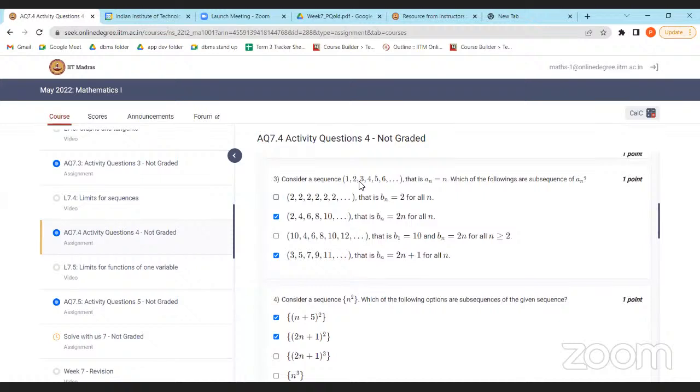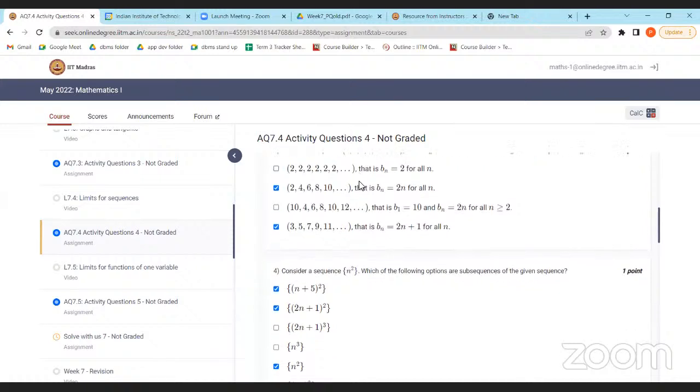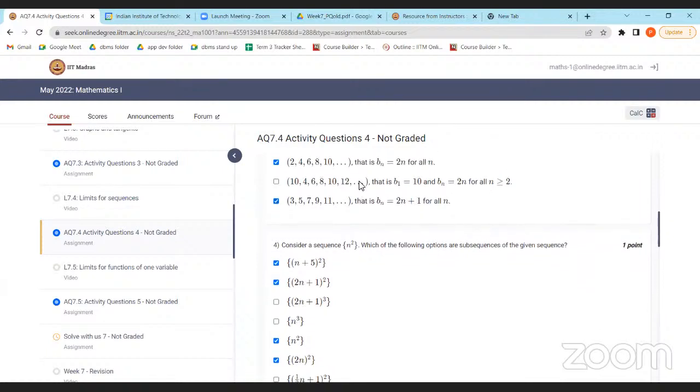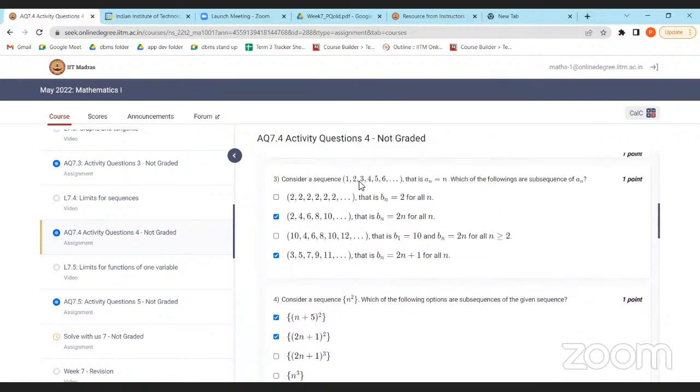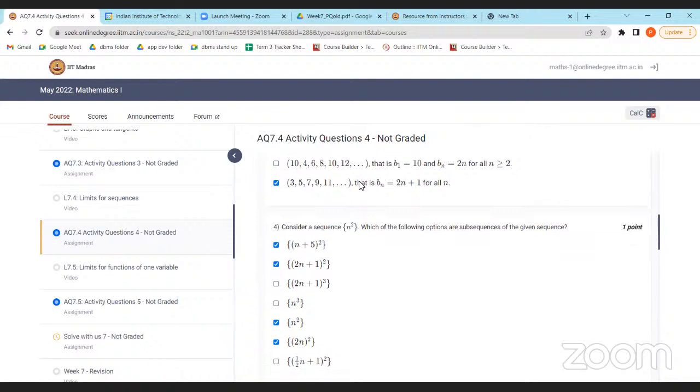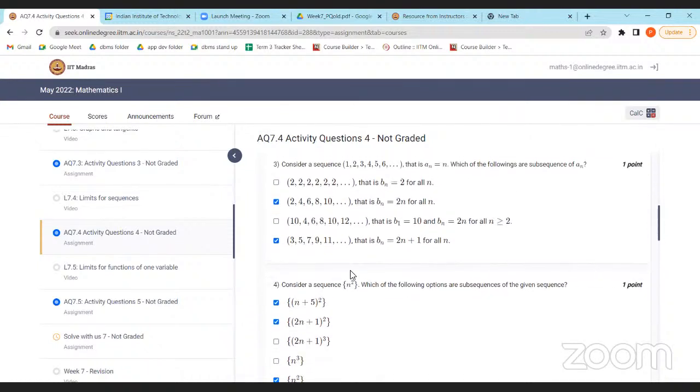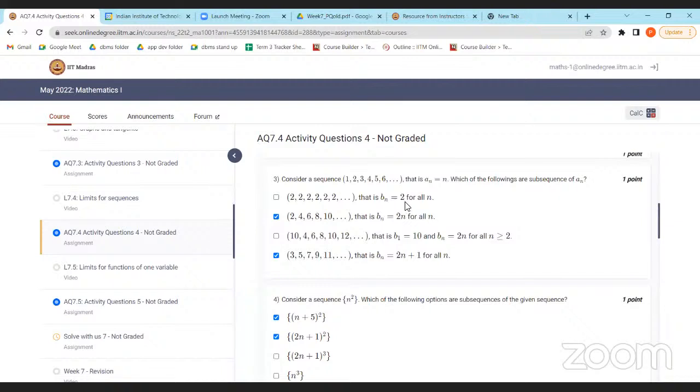Sir, for sequence type questions, do we always have a condition, or can we also solve them without a condition? For sequence questions like question number 3 and question number 4. In question number 3, we have a condition like bn equal to 2. In the exam we can get this, a function like this one, right? Yes, this type of condition we have in the exam also.